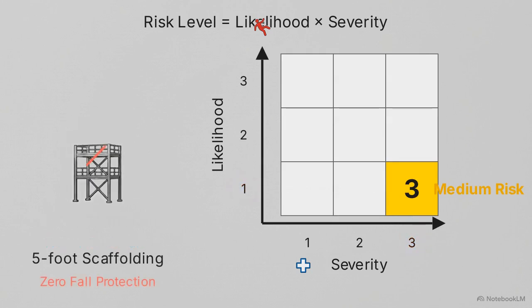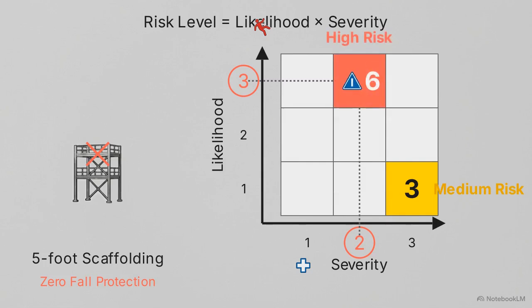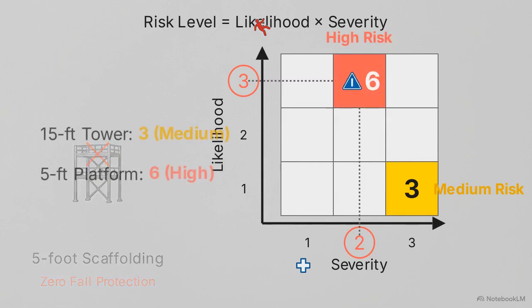Now evaluate a worker on a 5-foot scaffolding built with 0 fall protection. The absence of guardrails pushes the likelihood of a fall to a maximum 3. A 5-foot fall yields a medium severity of 2. 3 multiplied by 2 generates a final risk level of 6, a high risk. The math reveals a counterintuitive reality. The shorter scaffolding presents a significantly higher operational threat.